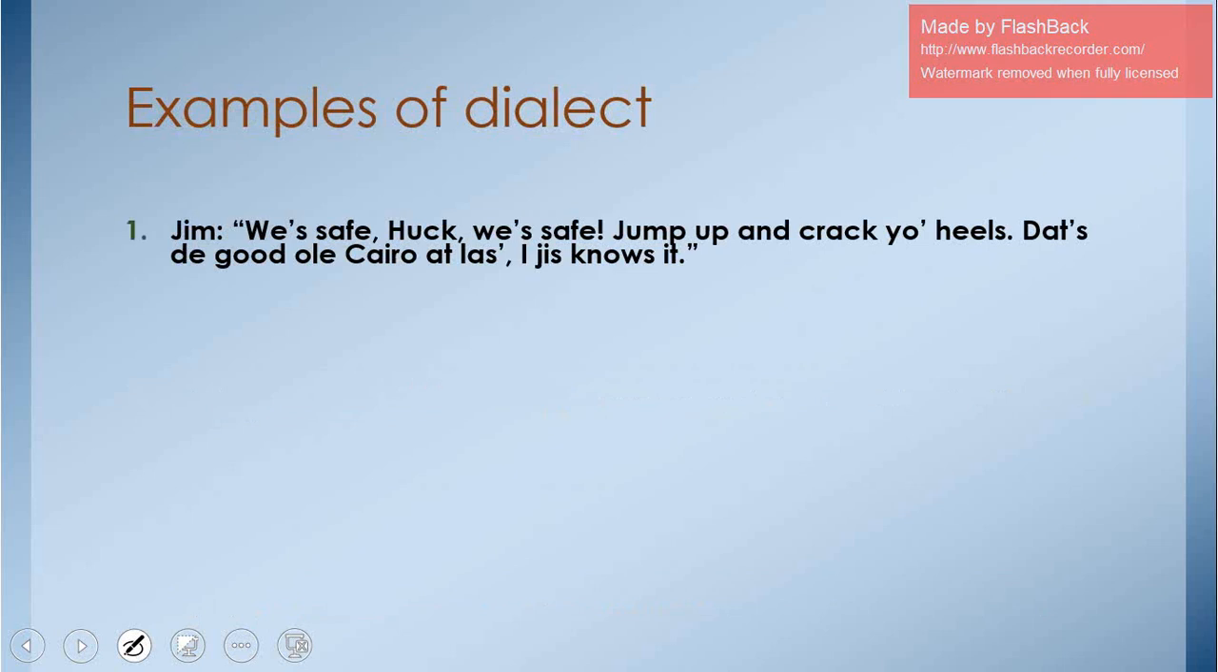Okay, there is a sentence and I will pronounce it, and you will understand the difference of the dialect from the standard variety. Okay, Jim, we is save. Instead of saying we are safe, Jim is saying we safe. Huck, we safe. Jump up and crack your heels up. Now, your instead of the your heels, that's instead of that's, the difference in the sound. That's the good all. Cairo at last.